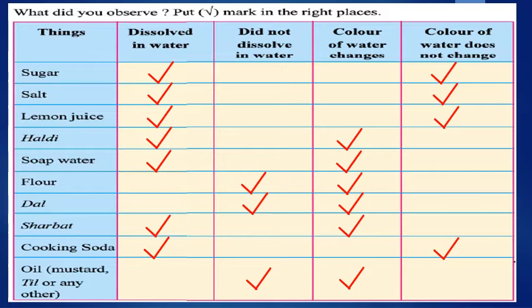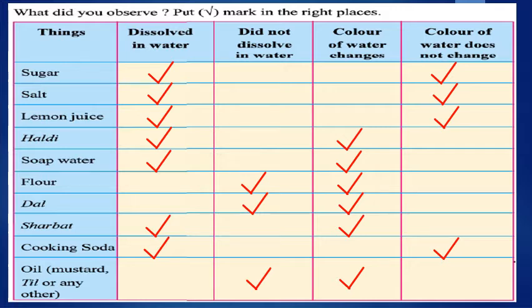Third one, did oil dissolve in water? How can you say whether it is dissolved or not? Answer is no. Oil did not dissolve in water. Things which are insoluble in water either come up or settle down. In this case, oil can be seen floating on water.